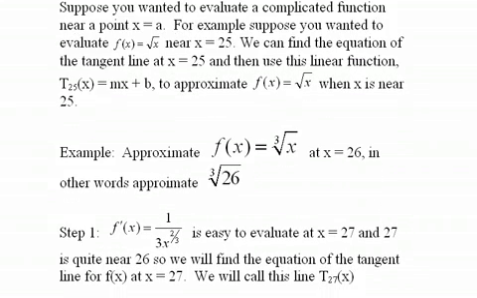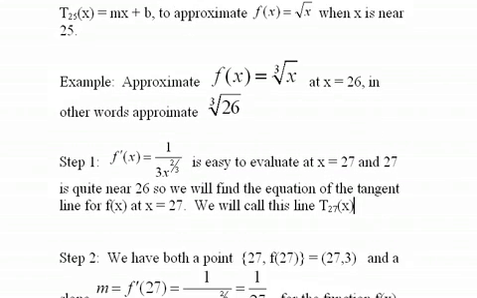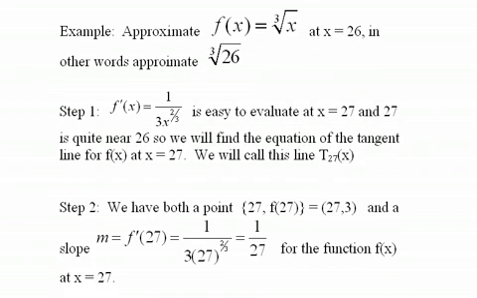Well, step one. First thing, we'd look at the derivative of f of x, which is 1 over 3x to the 2/3 power, and we see that it's easy to evaluate this function at x equals 27, and 27 is near 26. So we'll find the equation of the tangent line for f of x at x equals 27. We'll call this tangent line t of x sub 27. So we'll find the equation of the tangent line at a nice easy point near the point of interest, 26.